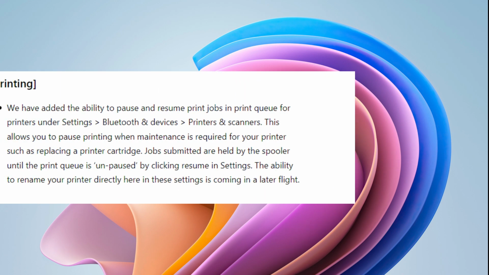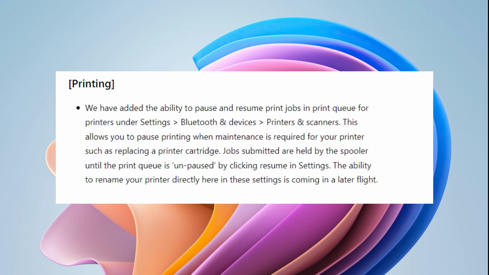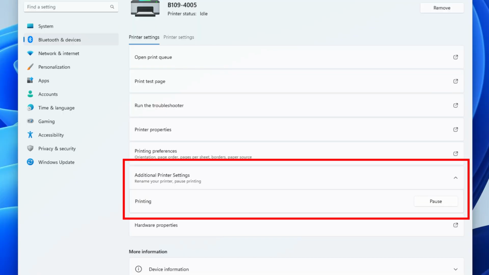Printing. Added the ability to pause and resume print jobs in the print queue for printers under Settings > Bluetooth and devices > Printers and scanners. This allows you to pause printing when maintenance is required for your printer, such as replacing a printer cartridge. Jobs submitted are held by the spooler until the print queue is unpaused by clicking Resume in Settings. The ability to rename your printer directly here in these settings is coming in a later flight.